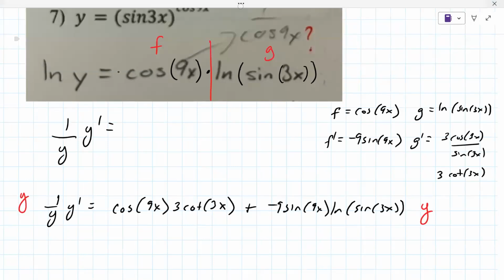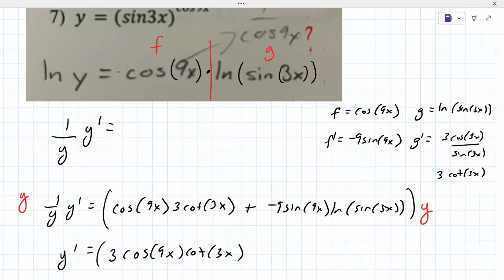Okay, and it's messy. This is not a clean, nice looking derivative. We can do a little bit to simplify. It's 3 cosine 9x cotangent 3x minus 9 sine 9x natural log sine 3x. And then these always have that y, which is your original function, sine 3x to the cosine 9x.